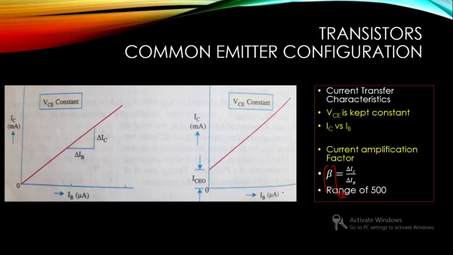And you can see that for a given IB, when IB is 0, you are still getting a current, this much current, and that current is due to the leakage current, denoted as ICEO.